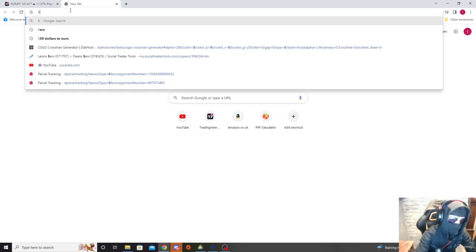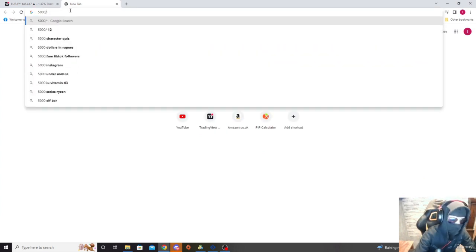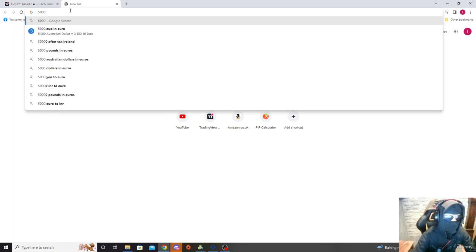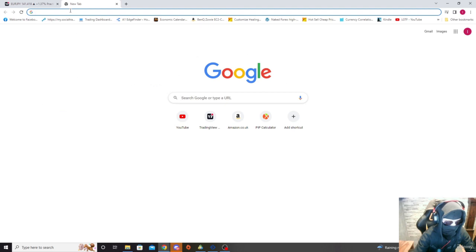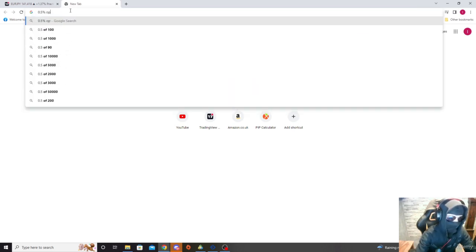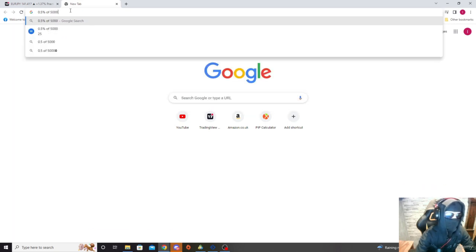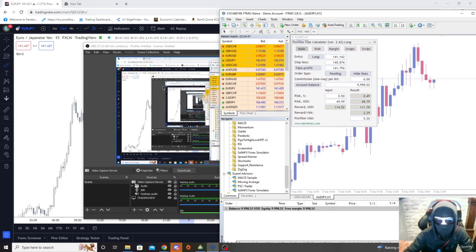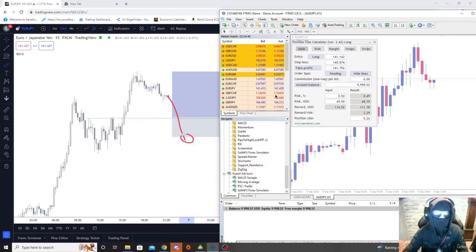So say you've got 5,000 divided by 0.5. Never mind, that's the wrong maths. 0.5% of 5,000. Oops. So you're risking 25 euro, right? So you're risking 25 euro if you have a 0.5% risk on a 5,000 account, just for an example. Right, so how would you calculate your risk?